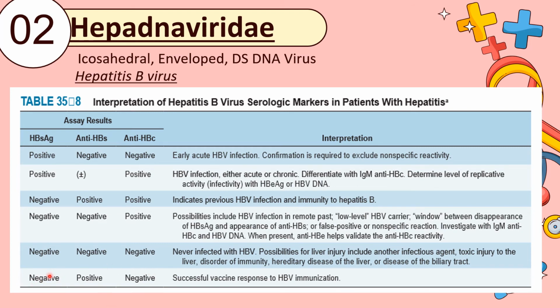And lastly, if you have a negative HBs antigen and negative anti-HBc with a positive anti-HBs, this would mean a successful vaccination. Why? Take note that the vaccine given is made up of an HBs antigen. Therefore, if you do not have HBs antigen in your serum, but still you have the anti-HBs, it could mean that it is an immune response of your body towards the vaccination that was given to you.